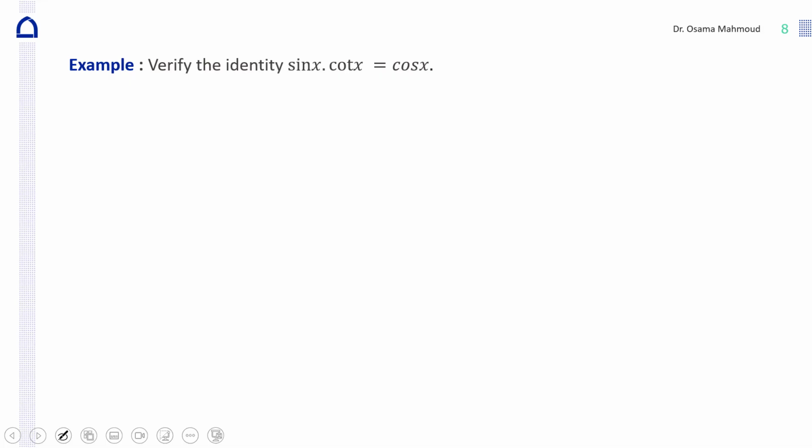How to verify this one? First, keep sine, because this is the simplest one. Cotan is cosine x over sine x. So I cancel out this one. So I end up with cosine x. This is correct. The left-hand side is equal to the right-hand side. This is how to verify.